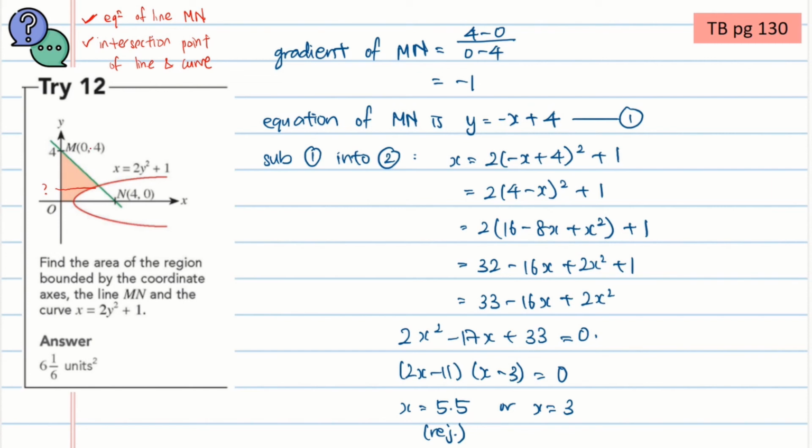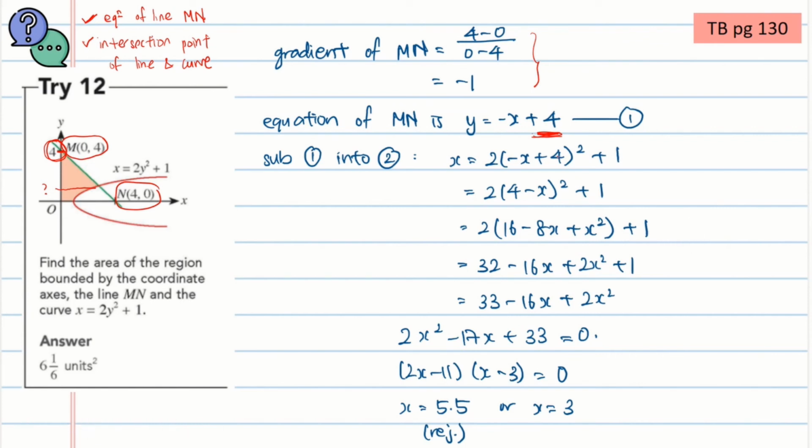Since we are given the coordinates M and N, I can find the gradient. Then I can find the equation of MN, which is y equals negative x plus 4. How do I get this so easily? Take note that M is actually the y-intercept, so I know the y-intercept value for the straight line. Therefore, y equals mx plus c tells me that the c value will be positive 4. Otherwise, you can use your usual conventional method. That's perfectly fine as well.